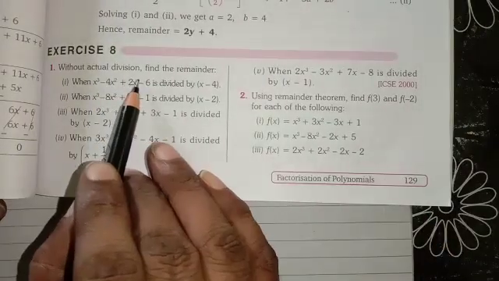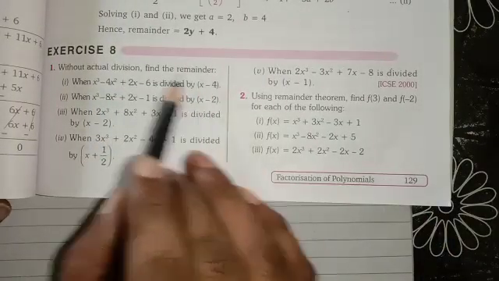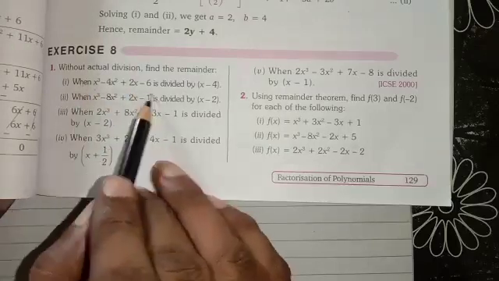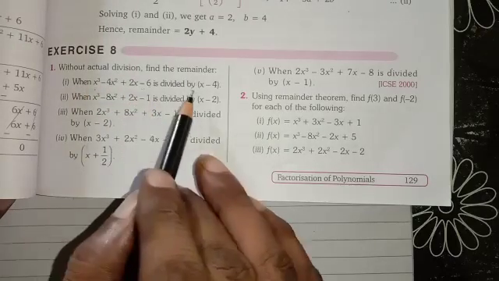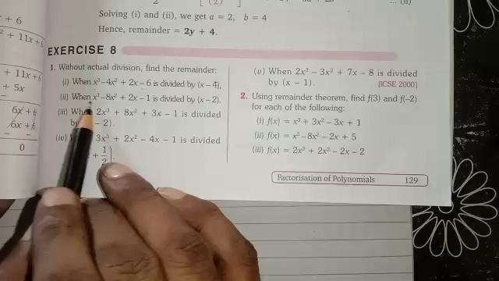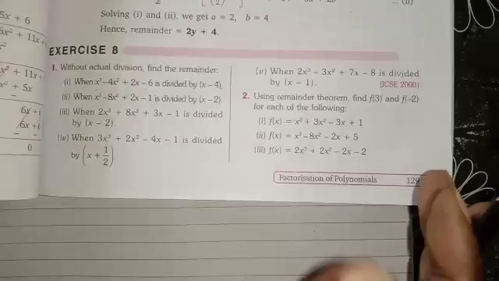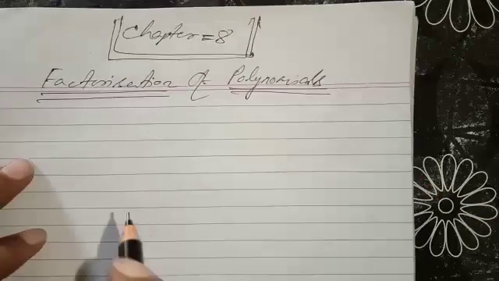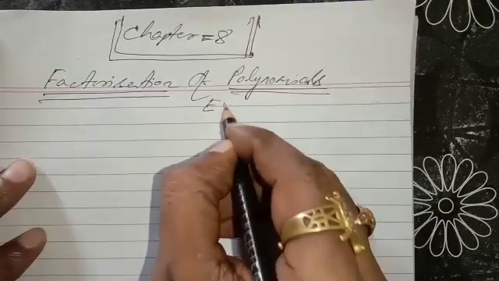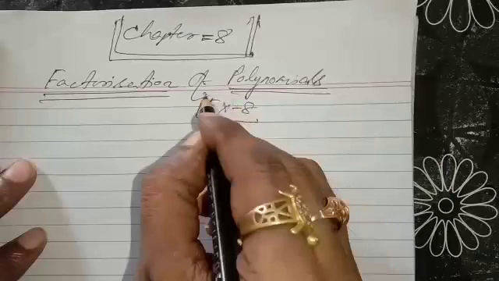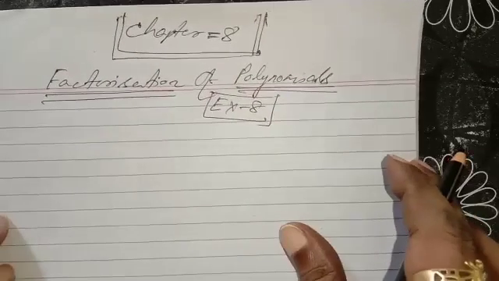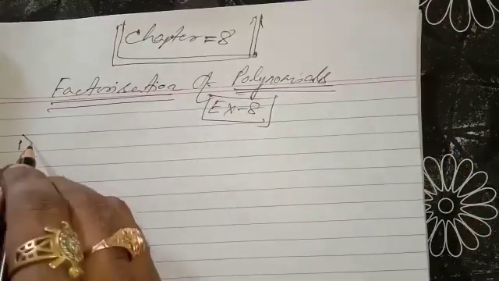Exercise 8: without actual division, find the remainder. The polynomial is given, and the divisor is given, x minus 4 in the first part, x minus 2 in the second part. I am solving one by one. Question number 1, from the book Innovative Maths, chapter Factorization of Polynomial.